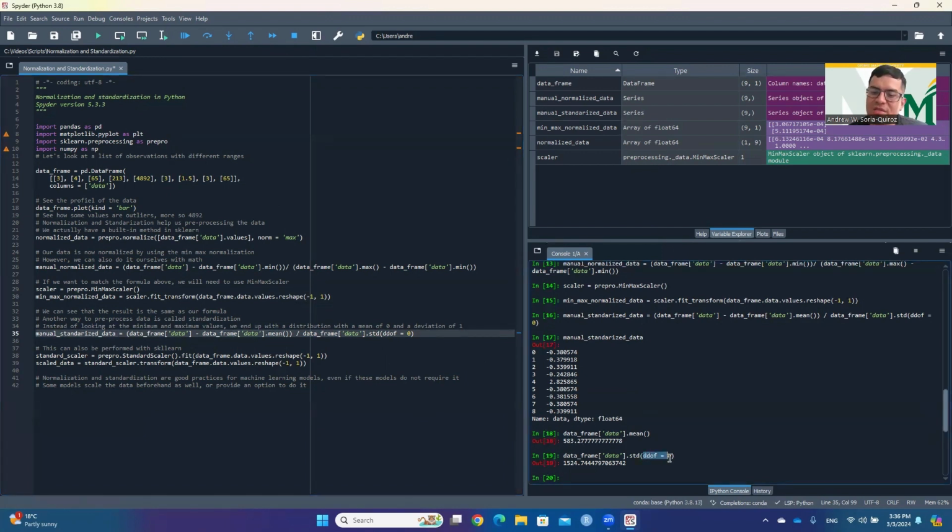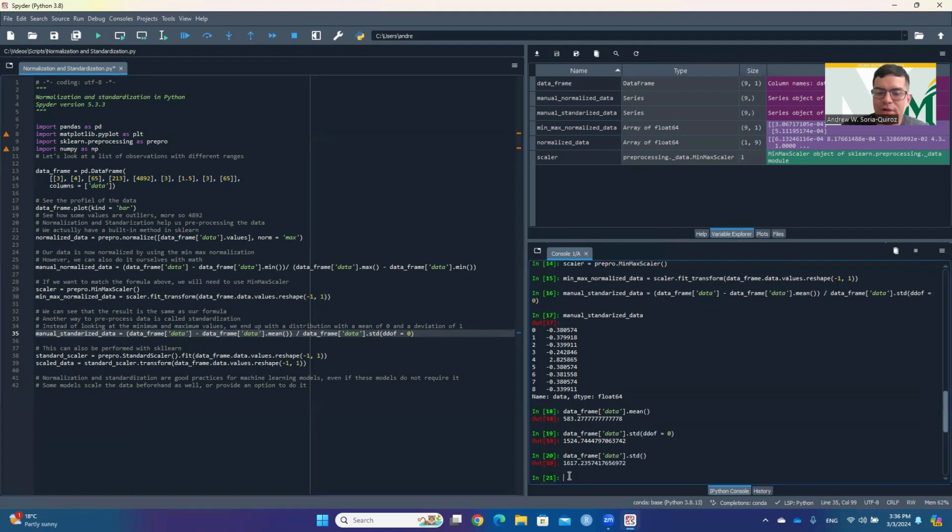Why this? Because by default, standard deviation in Python has degrees of freedom 1, and that's different from how sklearn does it. You can have a debate that sklearn shouldn't do it like that, but I just put it like that for our purposes to explain, and so this matches the standard scaler from sklearn. You can see how it's a little bit different because it has 1 degree of freedom, because it's assuming it's a sample.